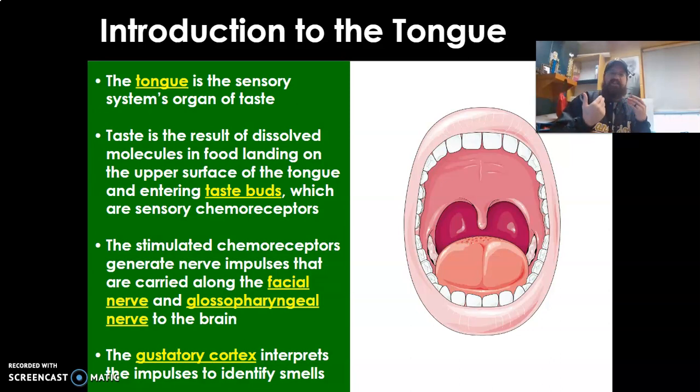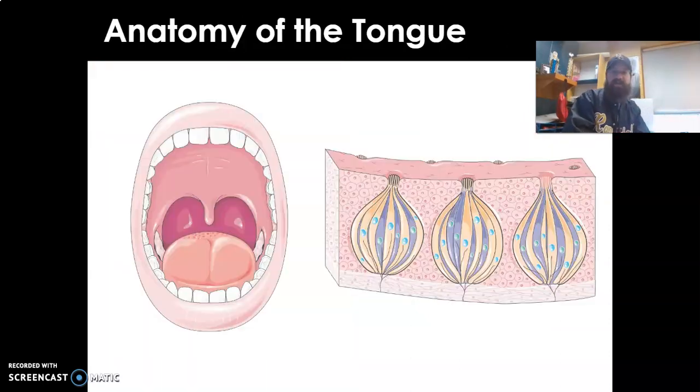Once it enters into our brain, our gustatory cortex, this is where we help identify taste, right? I think there at the bottom of our notes it says to identify smells. That should say taste. Sorry, not perfect. I know you're shocked by that.